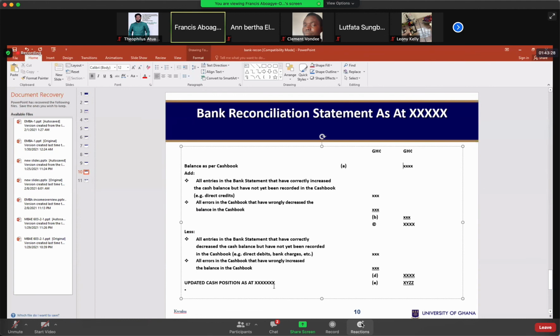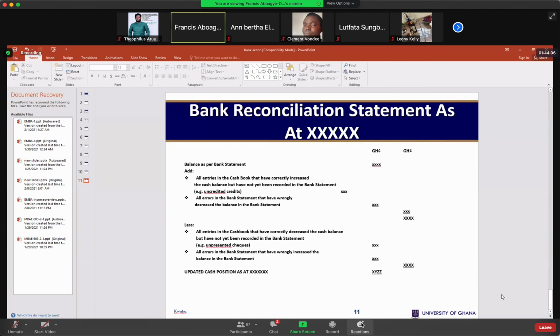Then, if there are errors that have increased your cash balance, it means you have to reverse them. So you will now put that there. If you add them together, that will give you the D. So if you subtract the D from the C, it will give you the updated cash balance as at the date that you are doing the reconciliation. So this E now becomes the adjusted cash book, and it's the adjusted cash book that you are going to use to prepare your reconciliation.